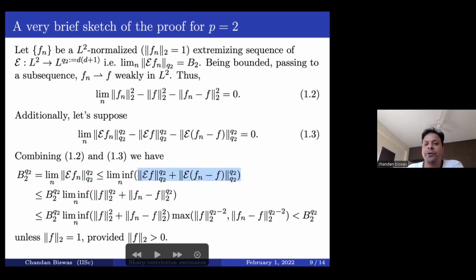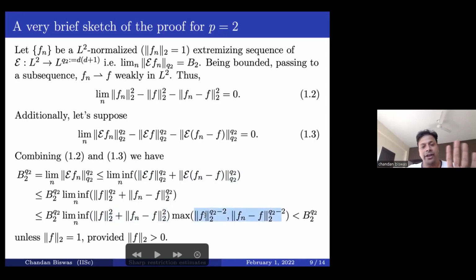Now, because the extension operator is bounded, this is bounded by B_{p,q2} times the L2 norm of F to the q2, plus Fn minus F L2 norm to the q2. Remember, q2 is bigger than 2, so I can break each of these as the L2 norm squared times the maximum of the L2 norm of F to the q2 minus 2, and Fn minus F L2 norm to the q2 minus 2. Now remember, because of L2 decoupling, this is bounded by 1. And so this is bounded by B_{p,q2} times the maximum of these two quantities.